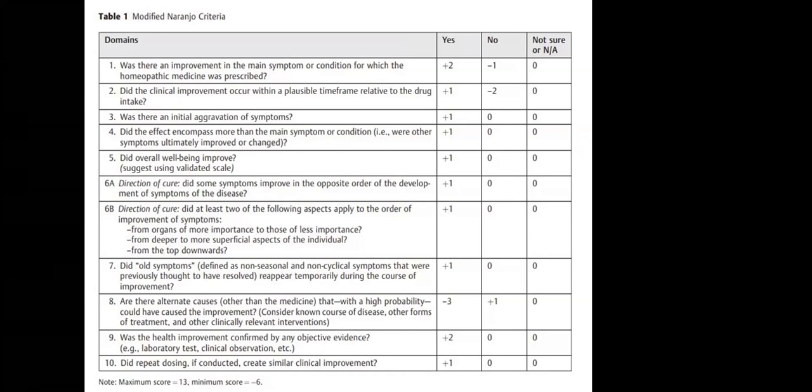Ninth is, was the health improvement confirmed by objective evidence? And tenth is, did the repeat dosing conducted get similar clinical improvement or not? Now, repeat dosing means if the patient hasn't been prescribed medicine and he was doing well and kept on placebo after a few months or after a prolonged period. Suppose he had again a flare-up of symptoms and we are prescribing the same medicine. So we have to see whether that same repetition has caused improvement or not. So this is the modified Naranjo criteria.